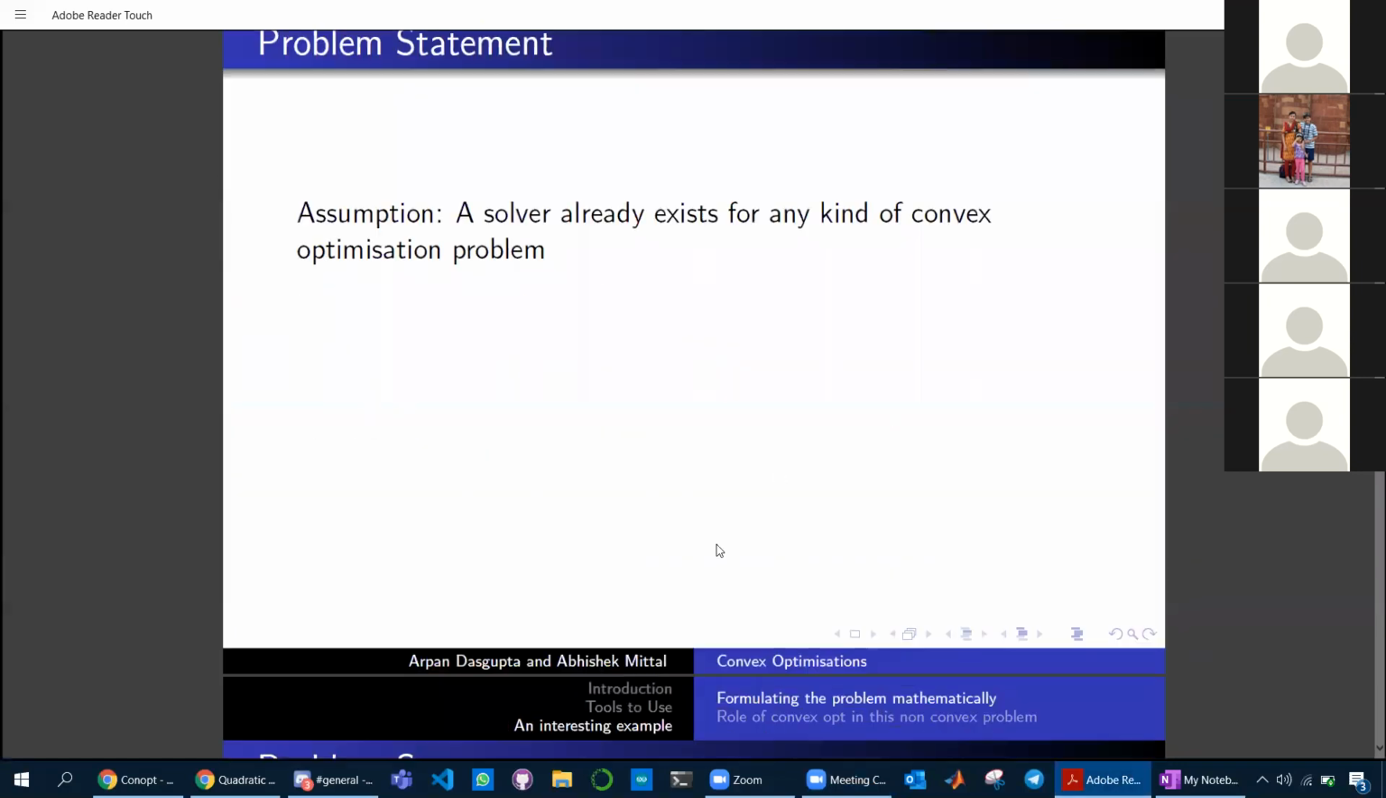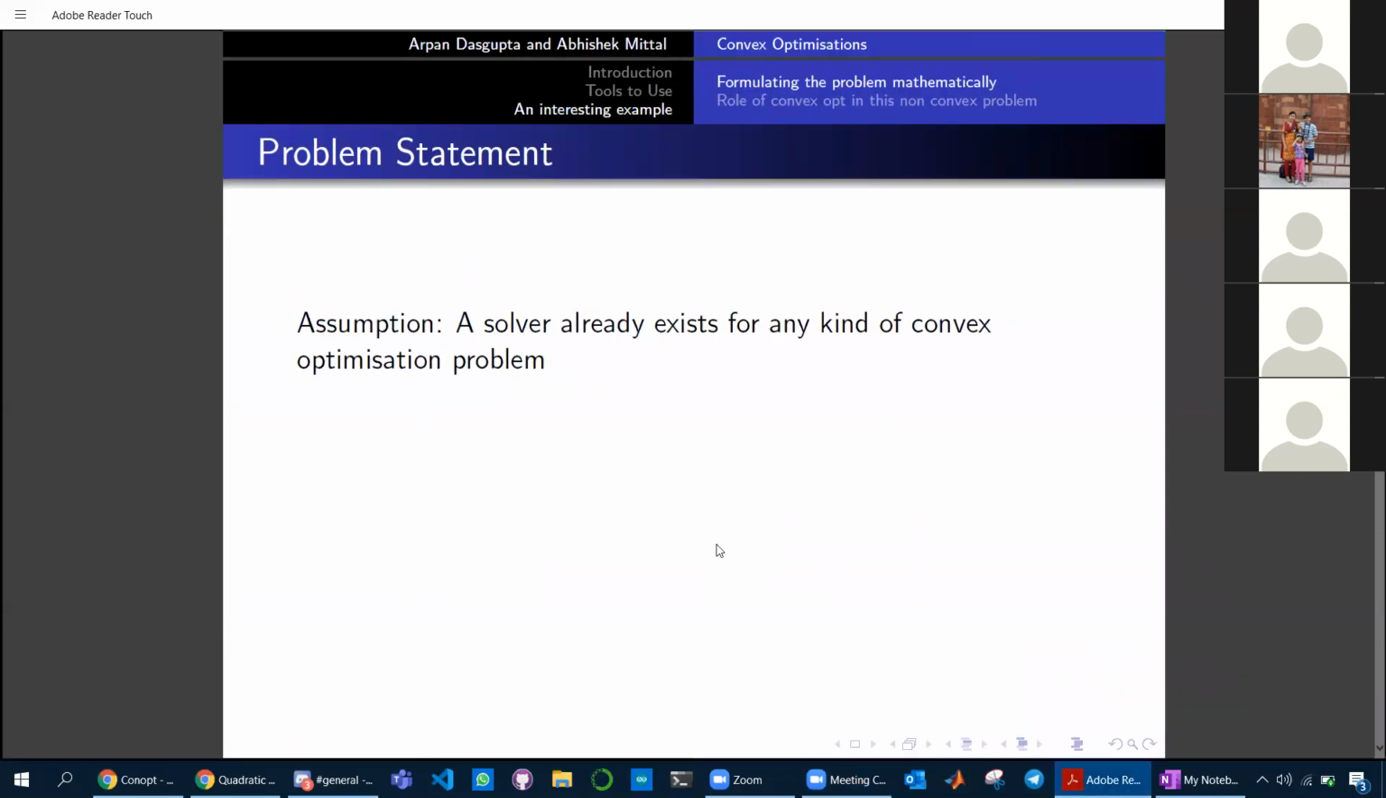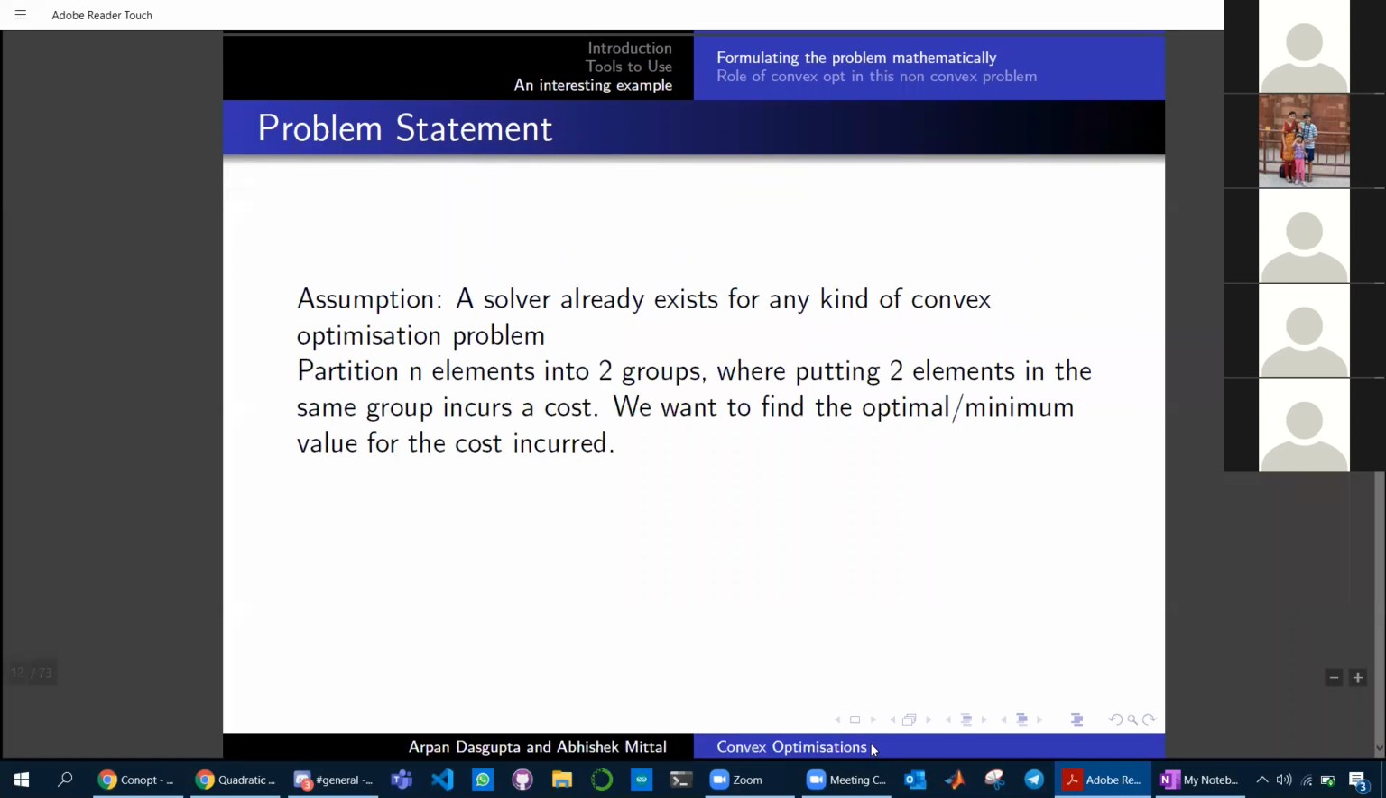So now I'm going to discuss a problem which is actually non-convex, but we can still use convex optimization and try to solve it. Throughout this entire problem, I'm going to assume that a solver already exists for any kind of convex optimization problem, such that you give that solver your objective function, your inequality constraints, your equality constraints, and it will tell you the optimal value and the solution to that problem.